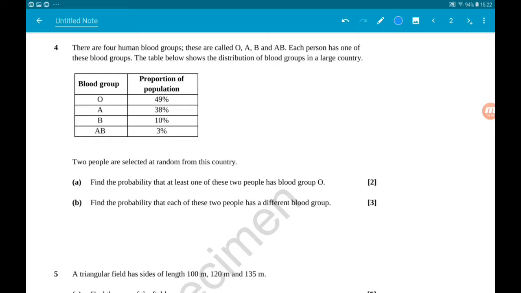Okay, so think about our population size here. It's the whole country. So the probabilities aren't going to be dependent on each other. Out of a whole country, we are picking two people. So, whatever happens when we pick the first person does not affect the probability for the second person. So, we want at least one of these two people to be blood group O. So the only outcome that we don't want is not O and not O.